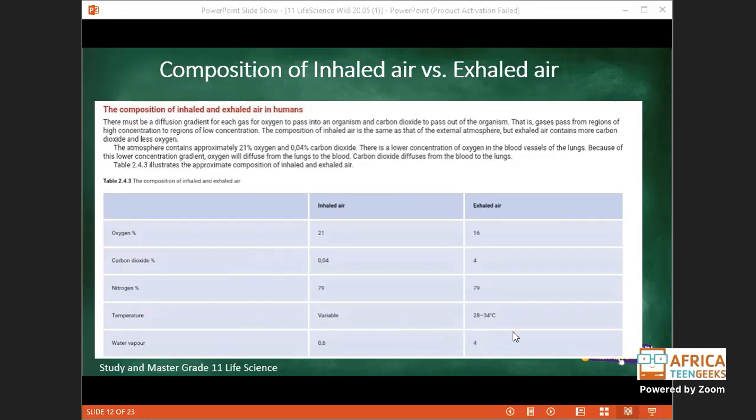And then the water vapor is 4%, and it's increased from the 0.6% that was inhaled. Again, this is also because of cellular respiration that takes place. Remember, water and carbon dioxide are products of cellular respiration.